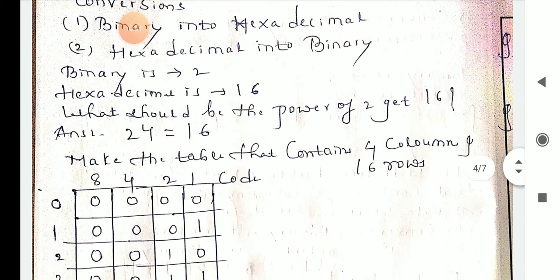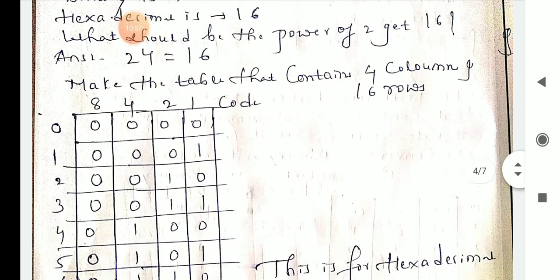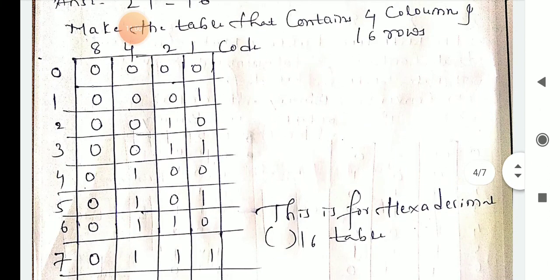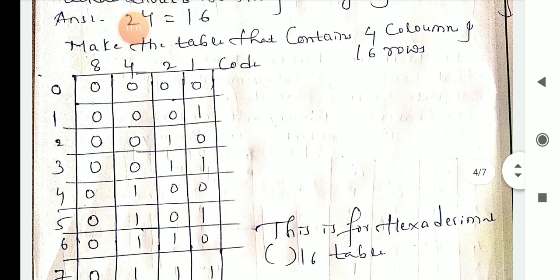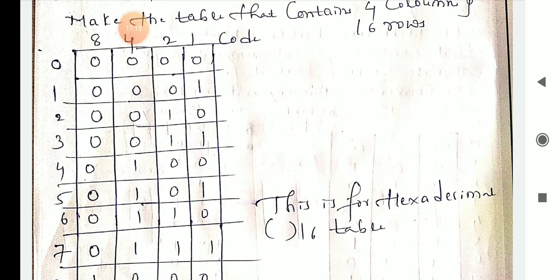Make a table that contains 4 columns and 16 rows, because 16 conditions are available. So you will write the table with the 8421 code. In the last problems you took the 421 code because only 3 bits were needed. Here 4 columns are there, so I will write the 8421 code pattern. The first digit is 0, you can write 0000. Then I want to write the next number, which means what?